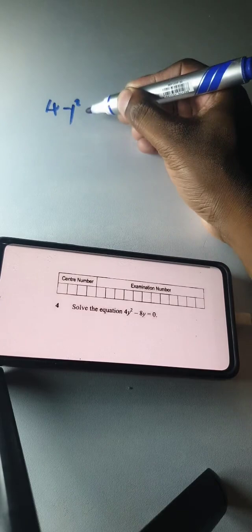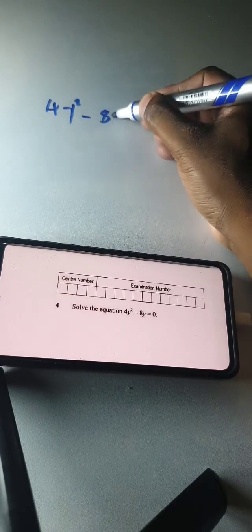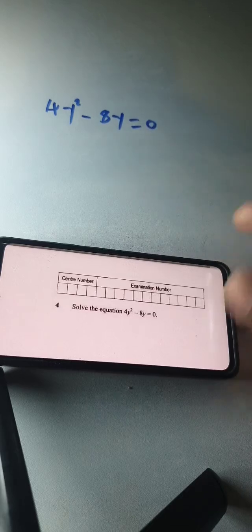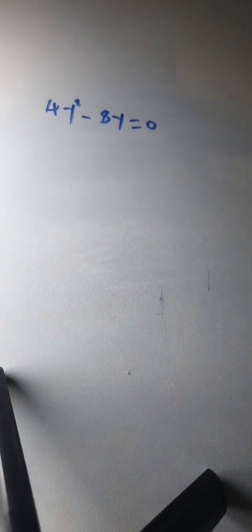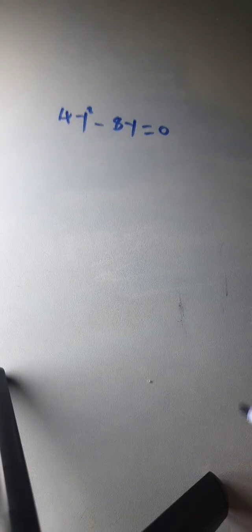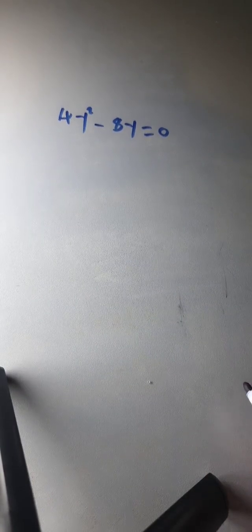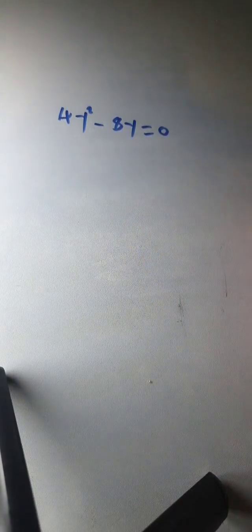Okay, so now we have 4y squared minus 80y equal to 0. So what are we supposed to do? We look for a common factor. So we factorize first. What is common there? Where are my genius friends? What is common, guys? What is common? 2y. We can even do more.